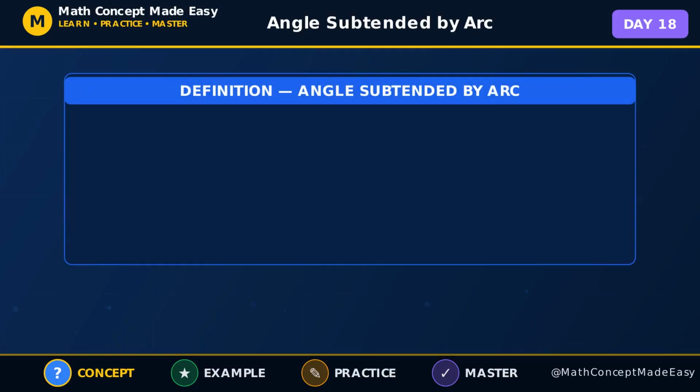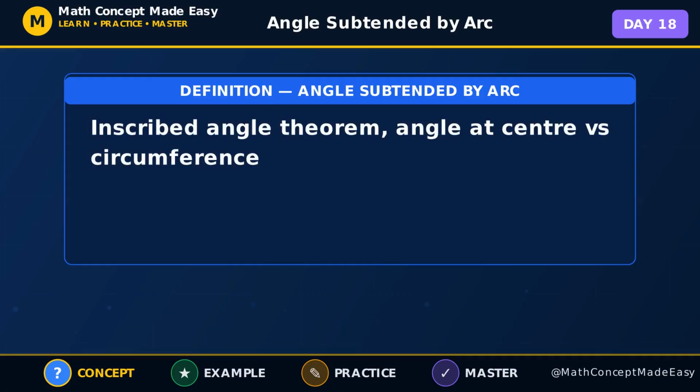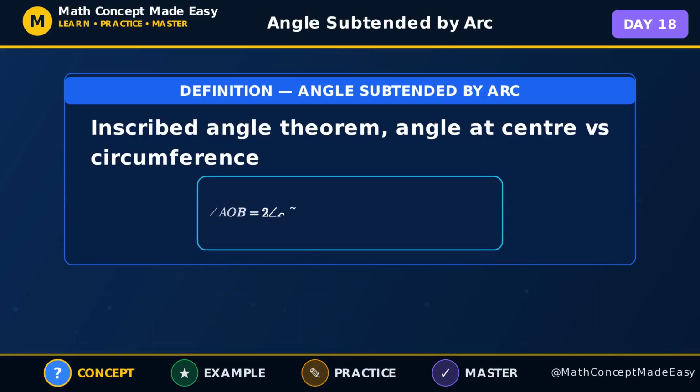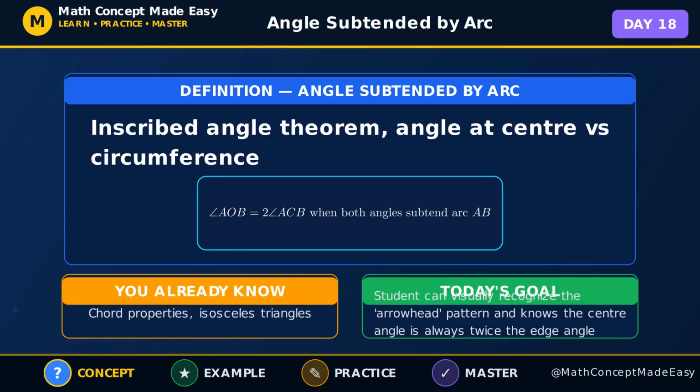Now we are ready to say this precisely, the way mathematicians do. Here is our focus for today: the inscribed angle theorem, angle at center versus circumference. In symbols, we write it as: the angle at the center is exactly twice the angle at the circumference. Every word of that definition matters, so read it slowly. You already know chord properties and isosceles triangles. This definition simply builds on those familiar ideas.